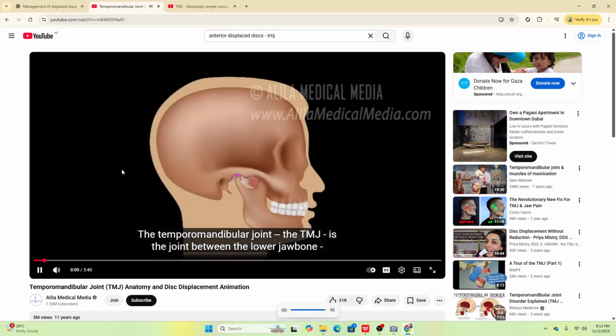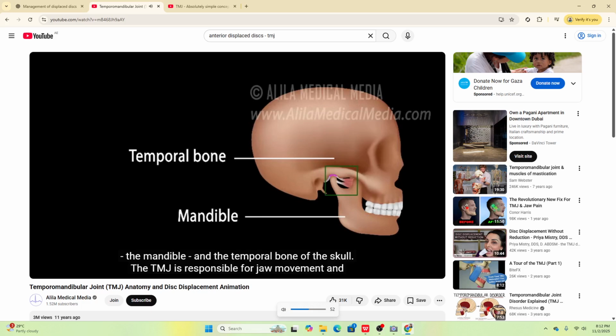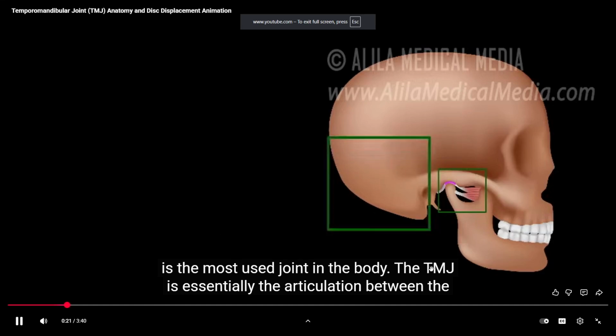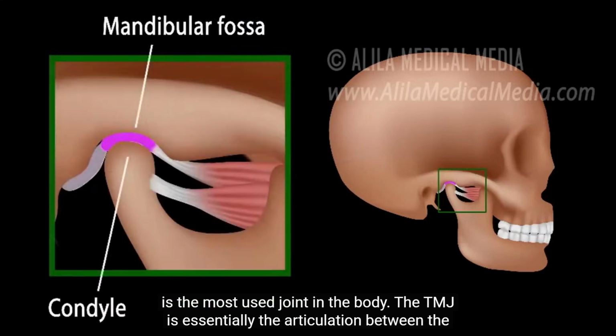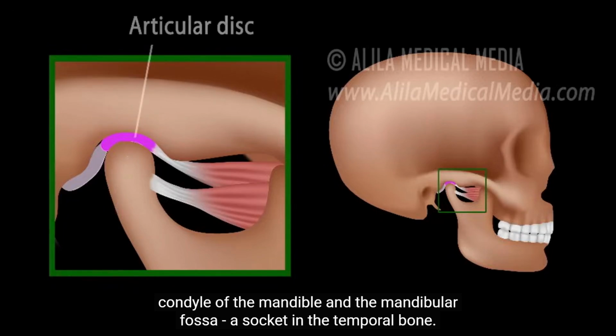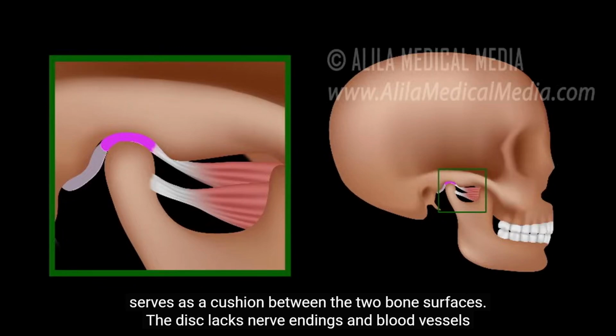Mandibular joint, the TMJ, is the joint between the lower jawbone, the mandible, and the temporal bone of the skull. The TMJ is responsible for jaw movement and is the most used joint in the body. The TMJ is essentially the articulation between the condyle of the mandible and the mandibular fossa, a socket in the temporal bone. The unique feature of the TMJ is the articular disc, a flexible and elastic cartilage that serves as a cushion between the two bone surfaces.